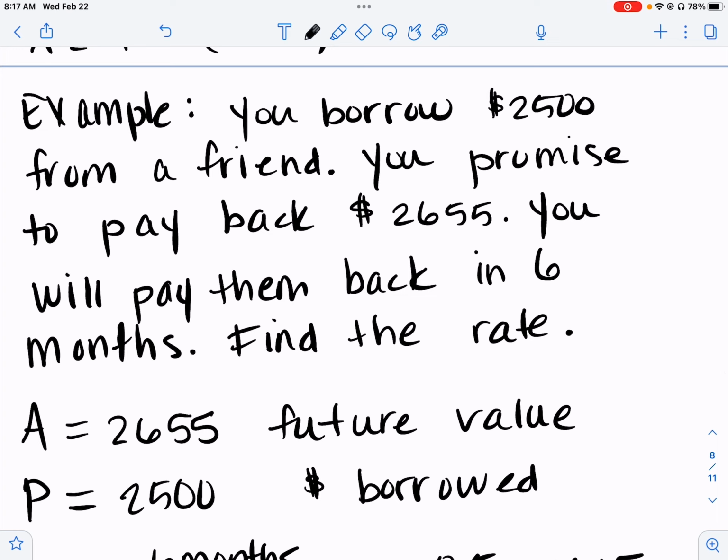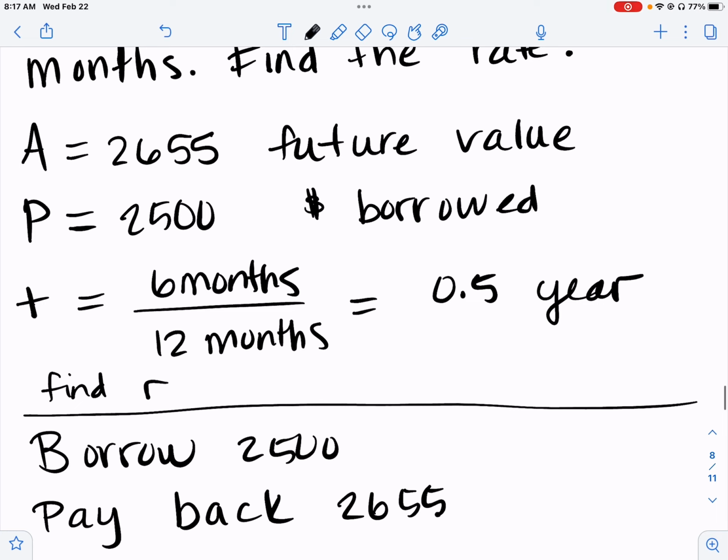Example, you borrow $2,500 from a friend. You promise to pay back $2,655. You will pay them back in 6 months. Find the rate. So A is the future value. That's how much you're going to pay back in the future. $2,500 is the amount borrowed, so that's P. 6 months out of 12 months is 0.5 years.